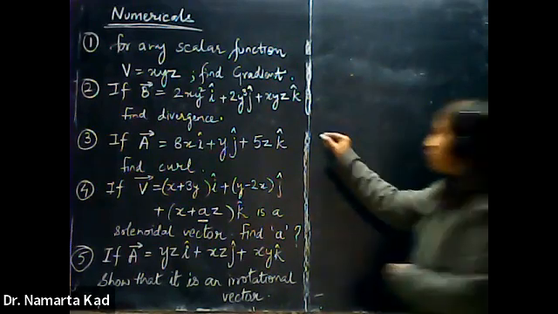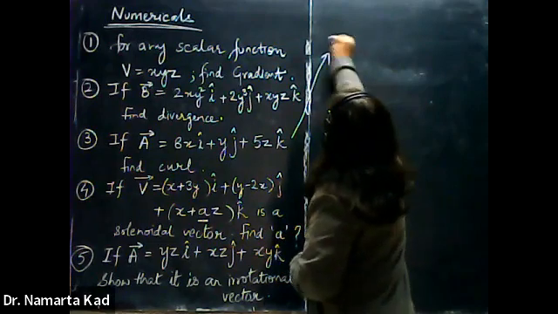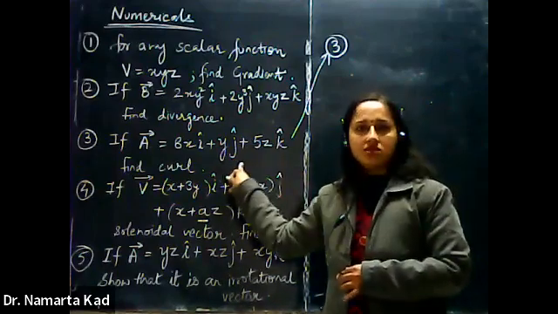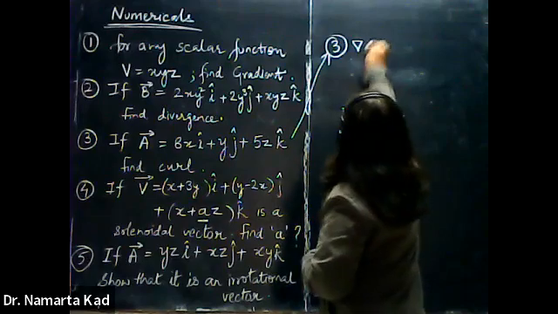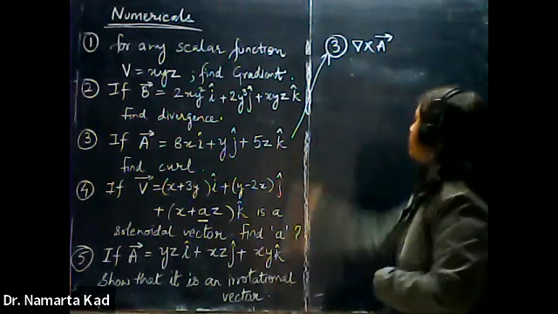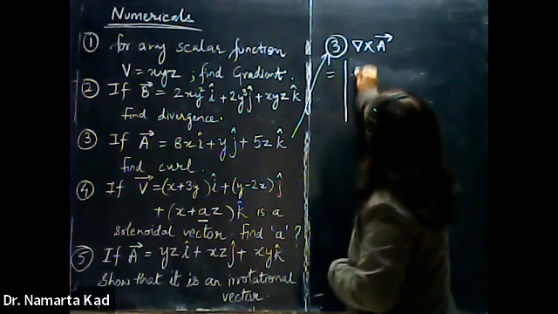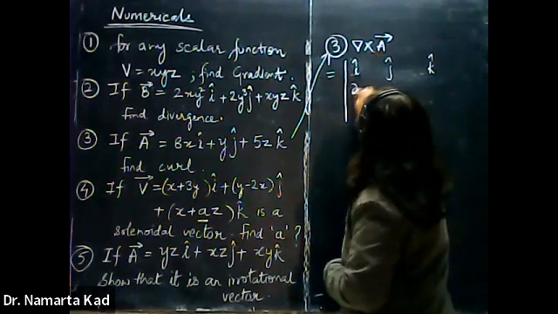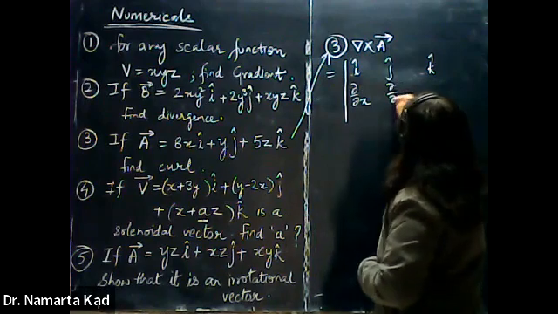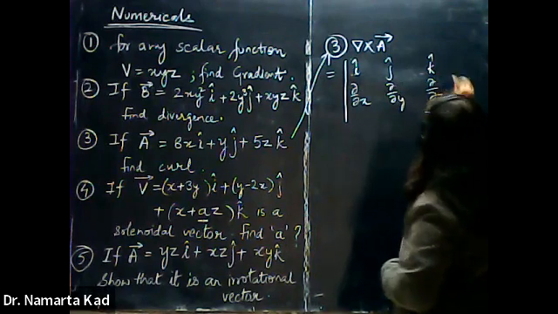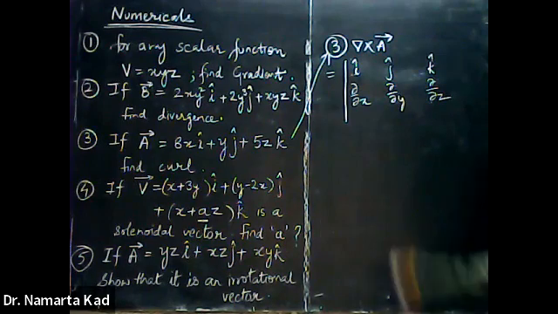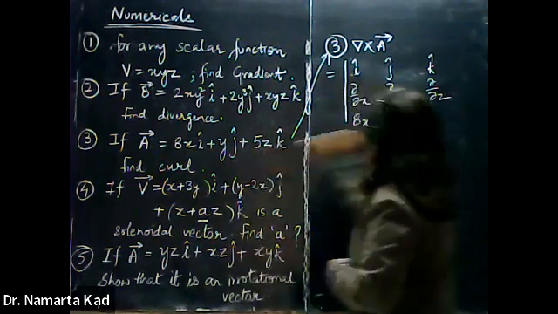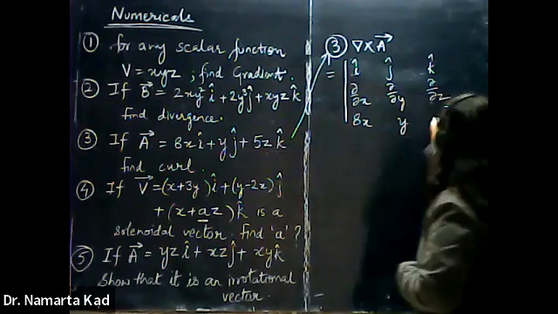For the third question, this is my A vector and I have to find out its curl now. So curl is del cross A vector. It is written in the form of a determinant like this: i cap, j cap, k cap. What is del? That is curly by curly x, curly by curly y, and curly by curly z. Now write down the A vector: this is 8x here, here it is only y, and here it is 5z.